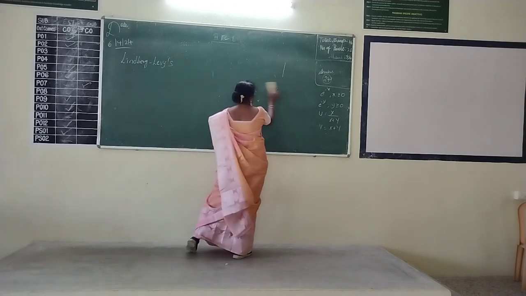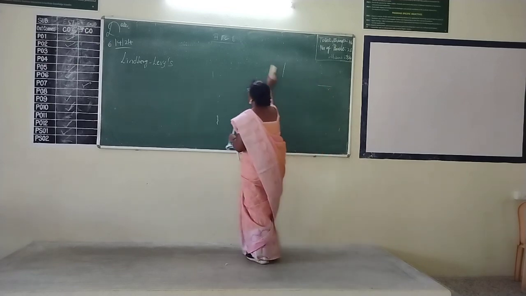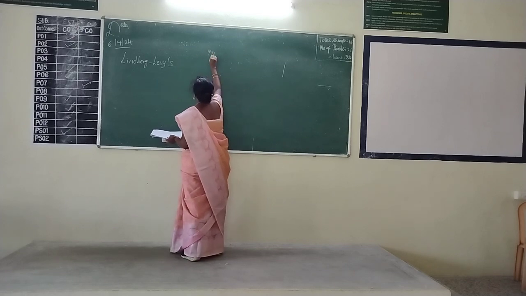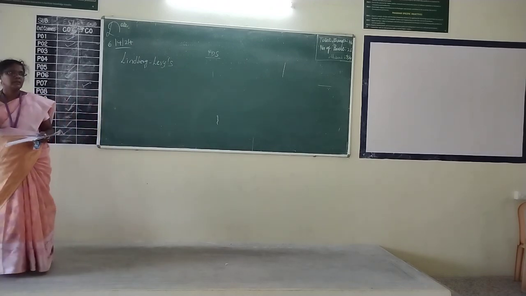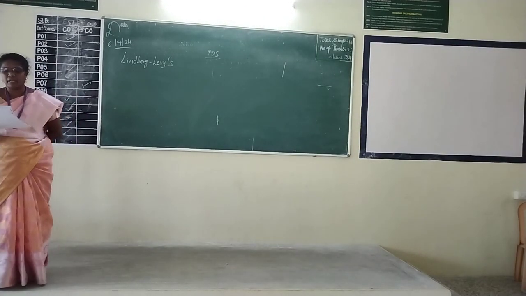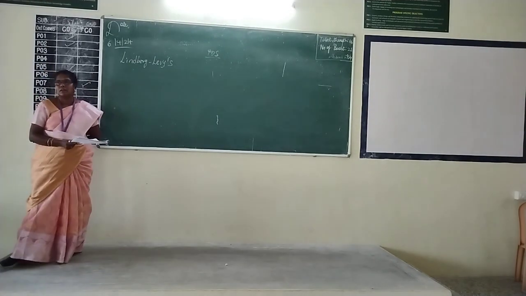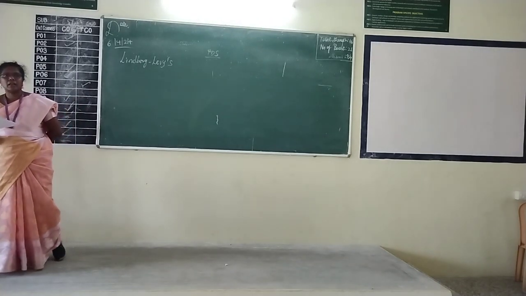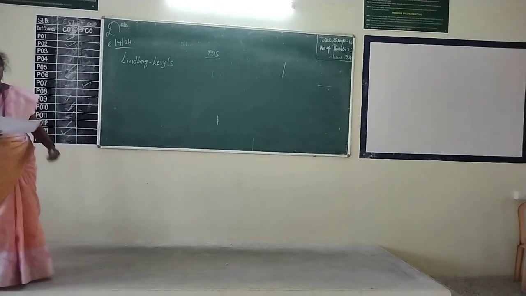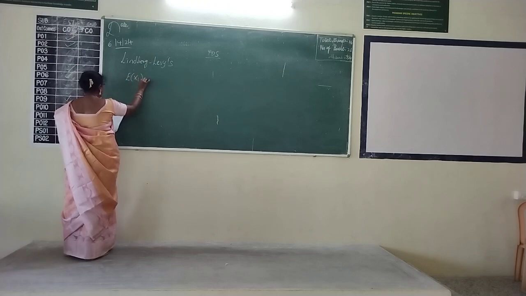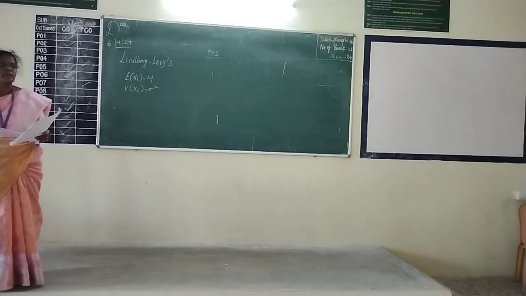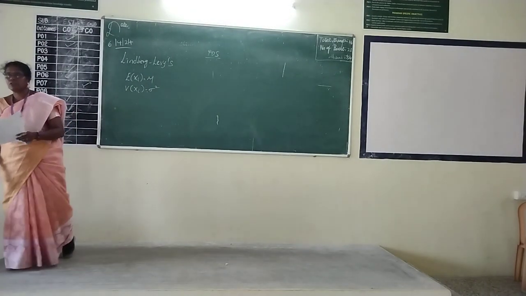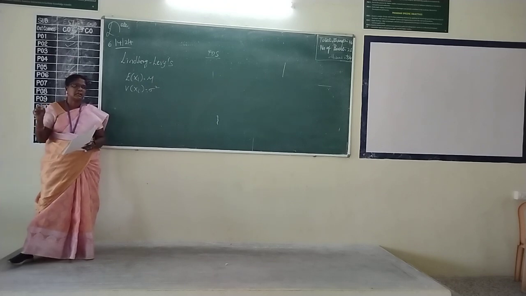If x1, x2, etc. up to xn is a sequence of independent, identically distributed random variables with expectation of xi equal to mu and variance of xi equal to sigma square, where i equals 1 to n.